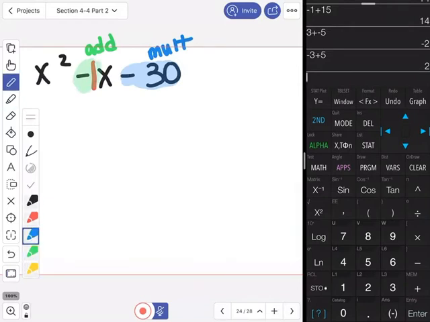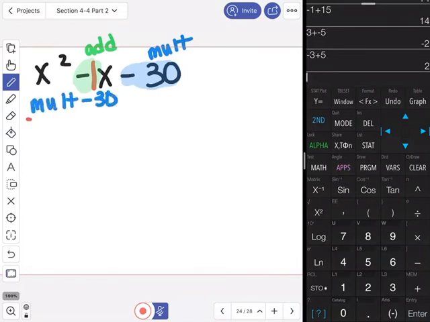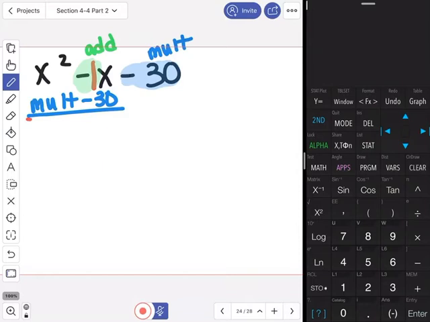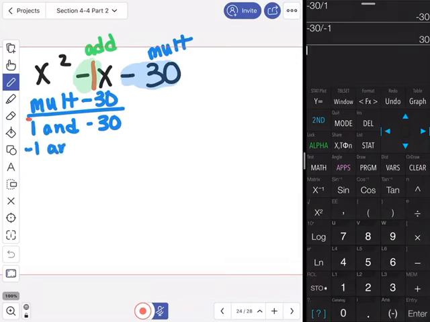So if we start by listing all the numbers that multiply to negative 30, we can start by doing negative 30 divided by 1 gives you negative 30. So you have 1 and negative 30. Then you change the sign, so negative 30 divided by negative 1 gives you positive 30. So negative 1 and 30.